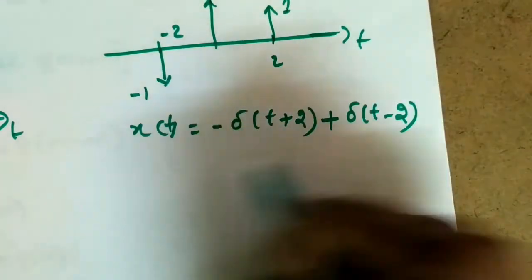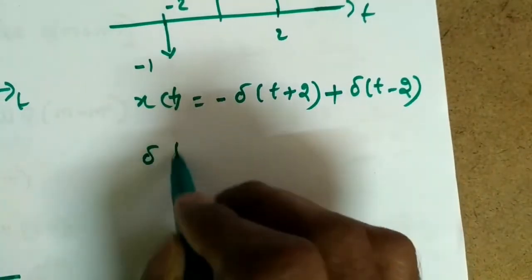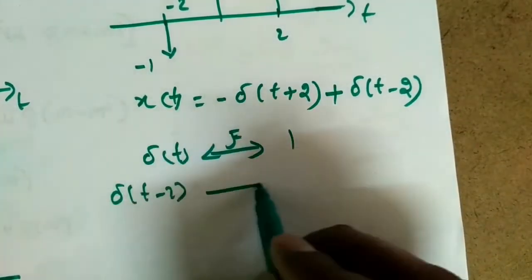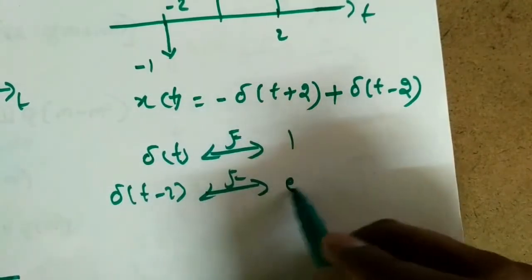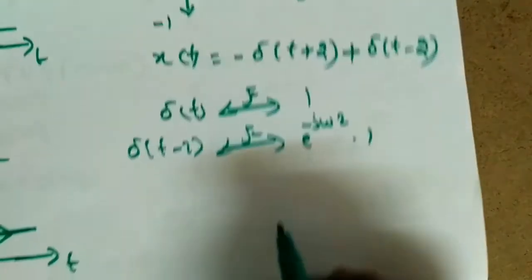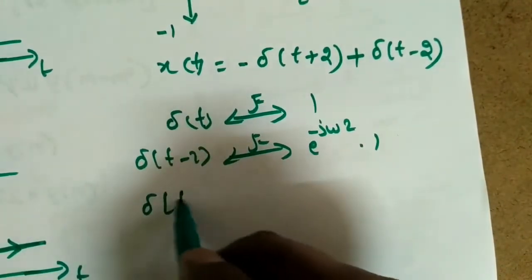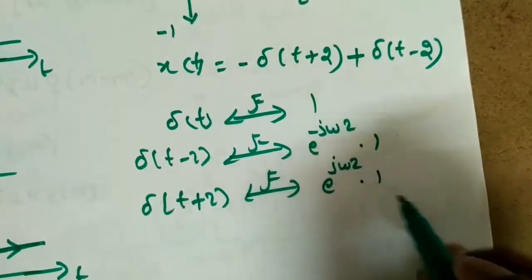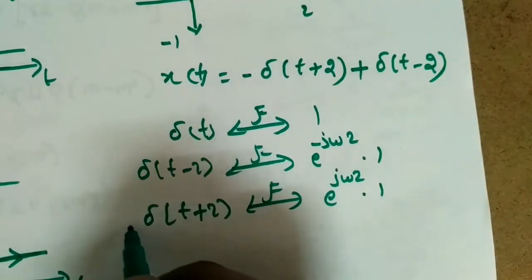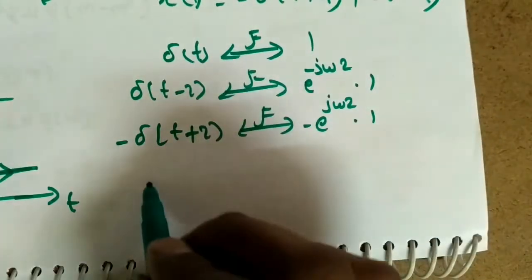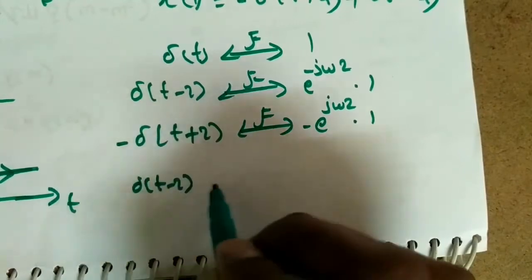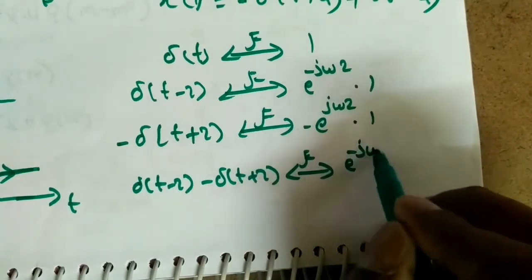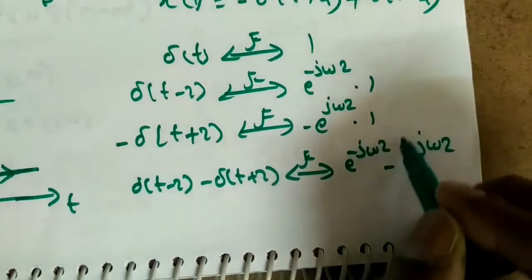Now finding the Fourier transform of this signal is very easy. What is the delta t Fourier transform? It is simply 1. Now what is the delta t minus 2 Fourier transform? It is time shifted, so e power minus j omega 2 into 1. Similarly, what is the delta t plus 2 Fourier transform? It is e power j omega 2 into 1. And here there is a minus, so minus means minus. So if I combine these two, delta t minus 2 minus delta t plus 2, the Fourier transform is e power minus j omega 2 minus e power j omega 2. So this is the answer.